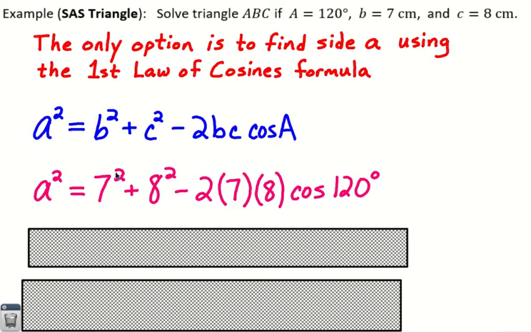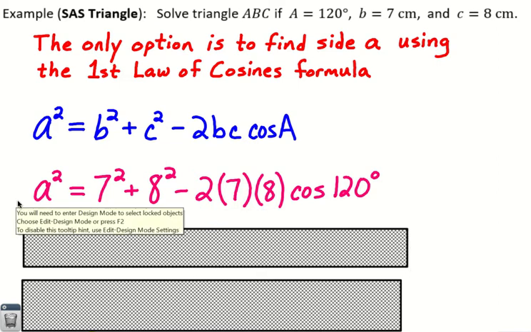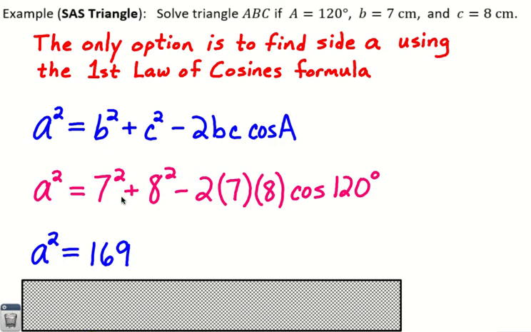But I'm telling you, if you throw all of this into a calculator at once, the calculator should be able to do this all in one go, because the calculator knows what it's doing to a certain extent with order of operations. As long as you tell it accurately what you want it to do, it'll do it. So it turns out that 7 squared plus 8 squared minus all this multiplied together is 169.